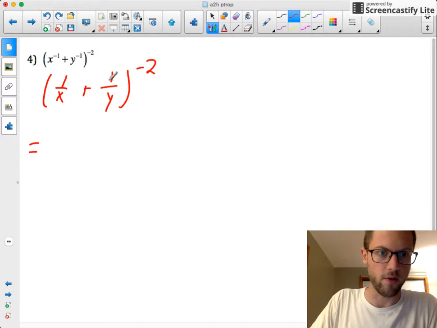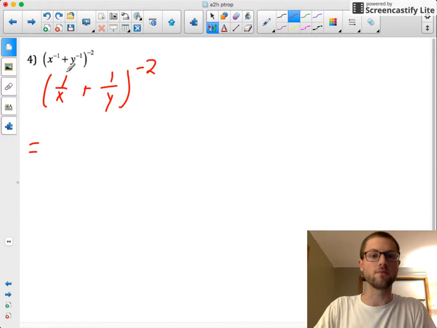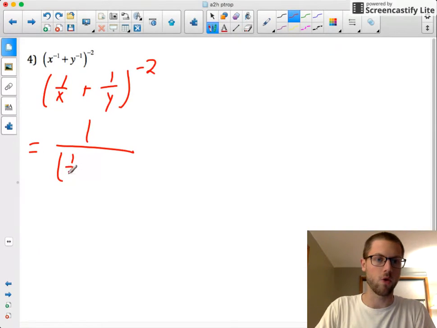So I've simplified everything on the inside, can't do anything with that. Now what I'd like to do is handle this negative exponent. So now I can move that to my denominator, making that 1 over x plus 1 over y squared. Now notice this is still the whole quantity that's being squared here. So I can't just distribute that 2 in there since I'm adding these things together.